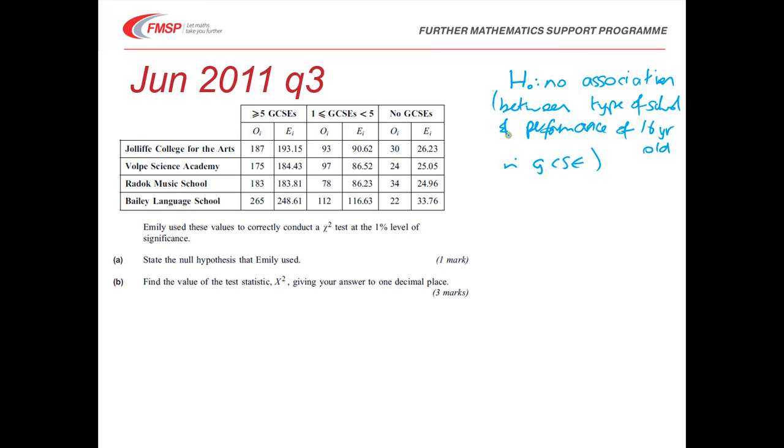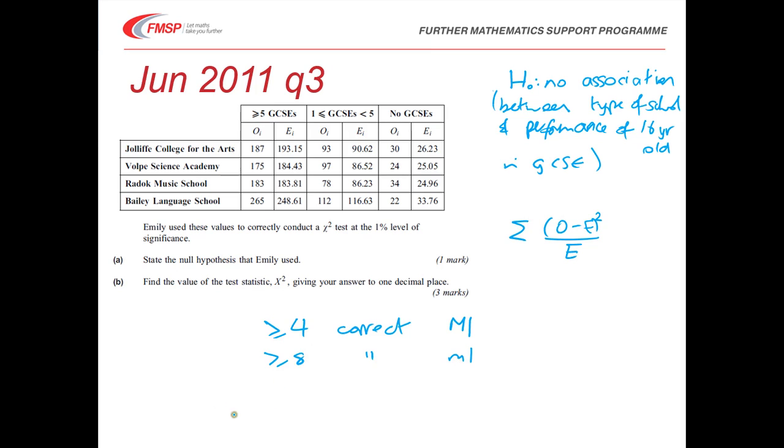And then we're asked to work out the value of the test statistic. So the test statistic is the sum of O minus E all squared over E. Okay, and how is this marked? Well, basically you get some marks just for trying stuff. So there are 12 things you need to do. I'm not going to write them all down here, I'm just going to write the sum. But if you get greater than or equal to 4 correct, you're going to get your first method mark. If you get greater than or equal to 8 correct, you get your second mark.